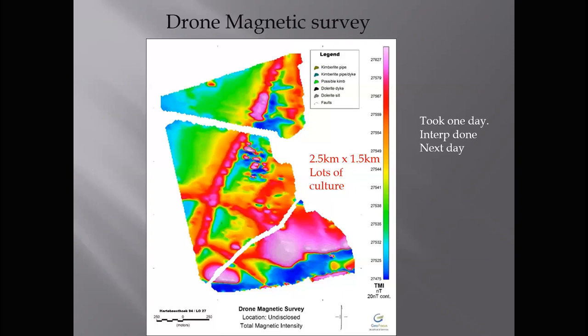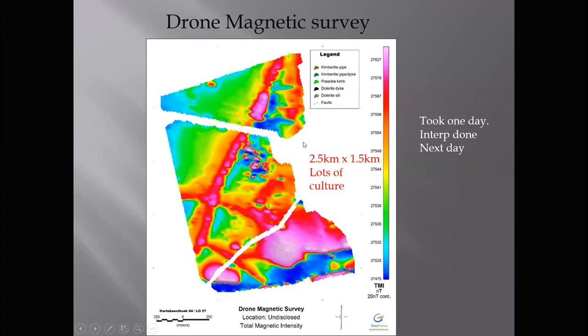So here's a quick example of a drone survey we flew. This is looking for kimberlites somewhere in South Africa. This area is about 2.5 kilometers long by 1.5 kilometers wide, and was full of culture. There were lots of power lines. That's what these white caps are. Farmhouses, mines, all sorts of nonsense.